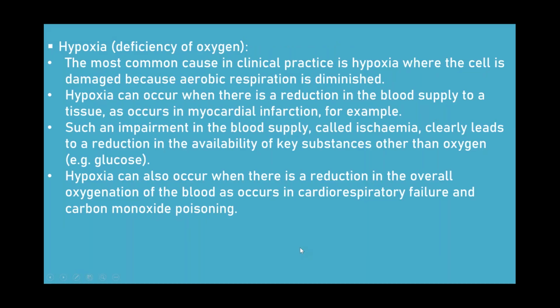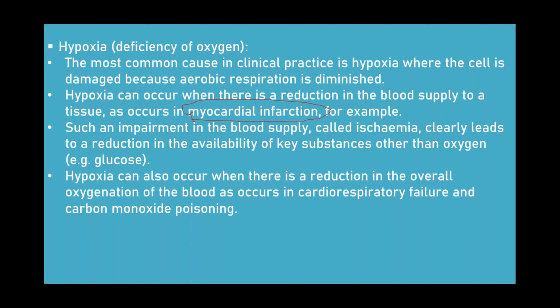Here we will discuss hypoxia, the most important cause of cell injuries. Hypoxia, or deficiency of oxygen, is the most common cause in clinical practice, where the cell is damaged because aerobic respiration is diminished. It can occur when there is reduction in the blood supply to the tissues, as occurs in myocardial infarction. This is important. This is an important example for hypoxia, the cell injuries due to hypoxia may occur in myocardial infarction.